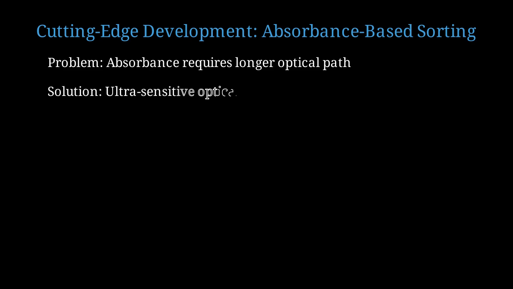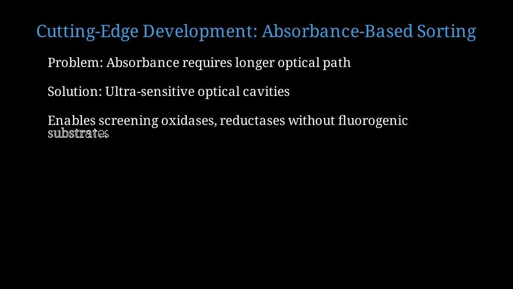The solution involves ultra-sensitive detection using optical cavities or integrated waveguides that increase the effective path length through the droplet by multiple passes. This enables screening of oxidases, reductases, and other enzymes without requiring fluorogenic substrate analogs. We can use the natural substrates of the enzyme.